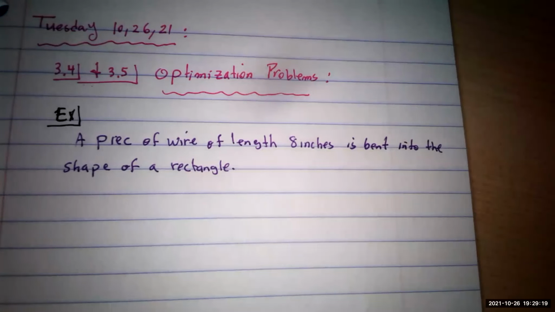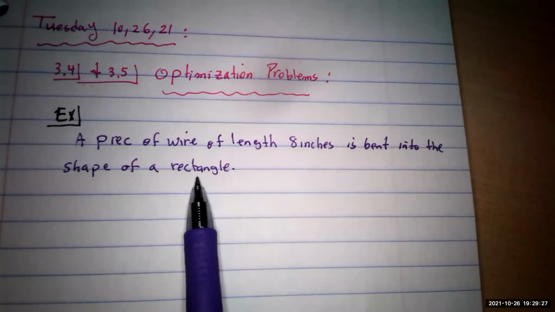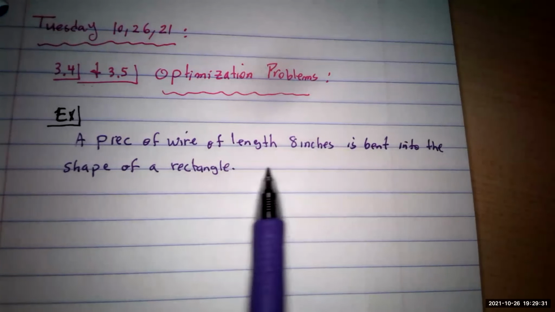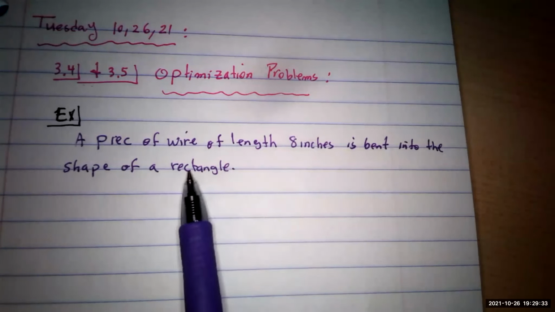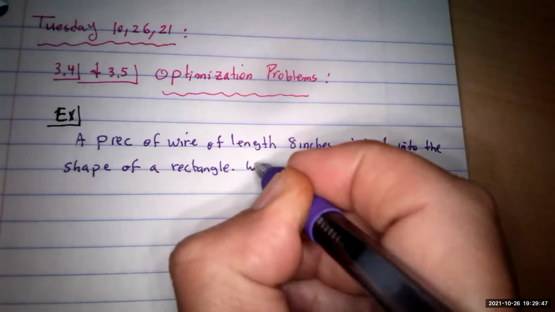What we would like to do in the case of the fencing is make sure that you get the best of it. So you would like to cover your rectangle as widely as possible. This means you would like the area to be a maximum for your 8 inches, or 8 yards, or meters of wire. So it's bent into the shape of a rectangle, and we'd like to find the dimensions.